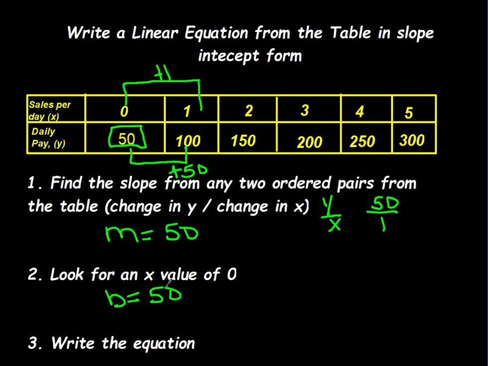So now, I found my slope. I was able to identify my y-intercept. Now, I just put the equation together: y equals 50x plus 50, because I have my slope, y equals m, which is my slope, times the x, and in this case, plus 50.